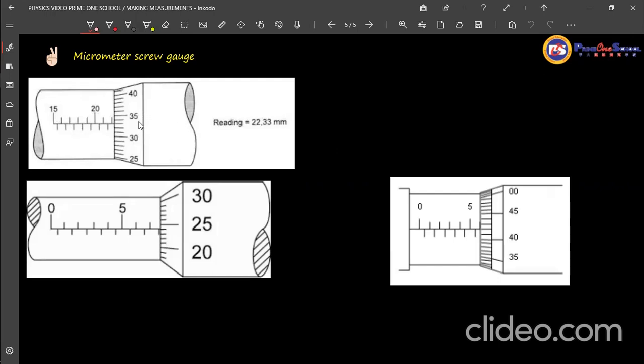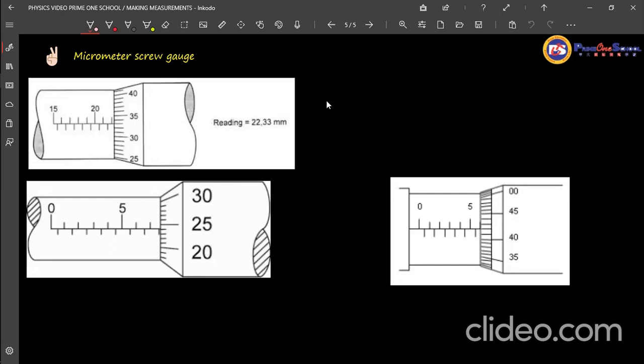Okay, because for this one you can rotate it and then it will slide, and for the rotating barrel there are 50 divisions, or I mean there are 50 lines. So look at, I think this one. Okay, so 35, 45, and then until this 50 completely. So for one complete turn, it represents 0.50 millimeters.